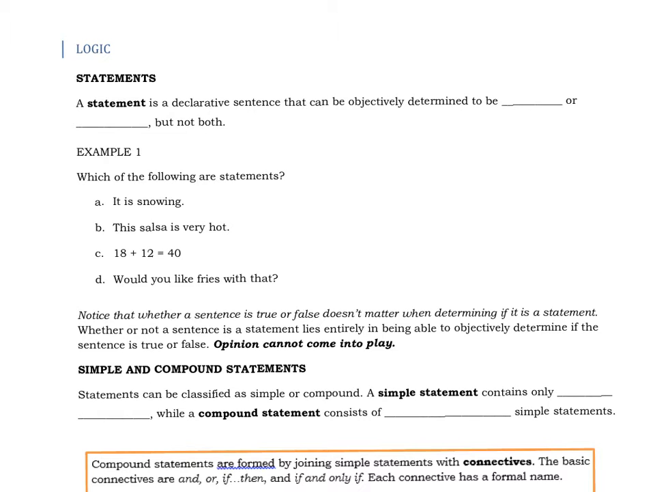Logic. Examples 1 and 2. Statements. A statement is a declarative sentence that can be objectively determined to be true or false, but not both. So in example 1, I'm asking you which of the following are statements.